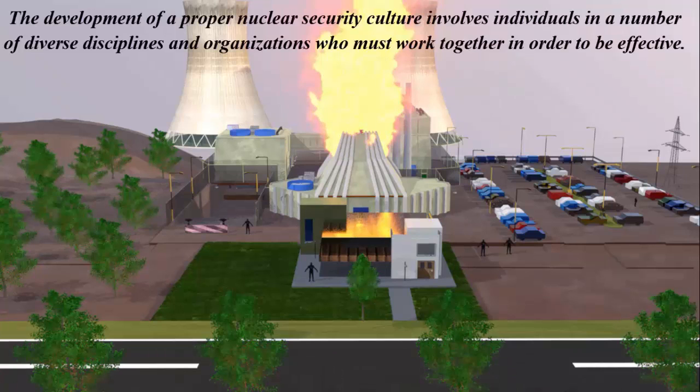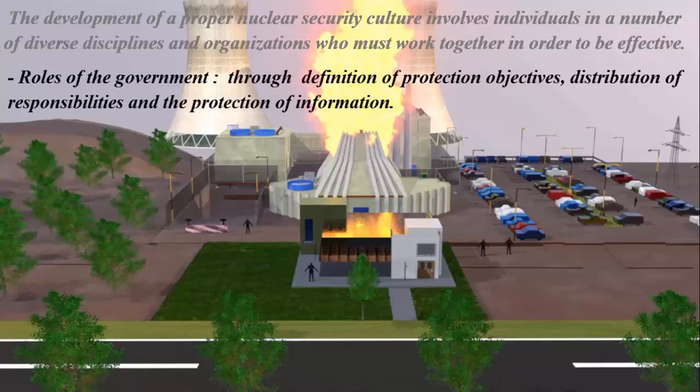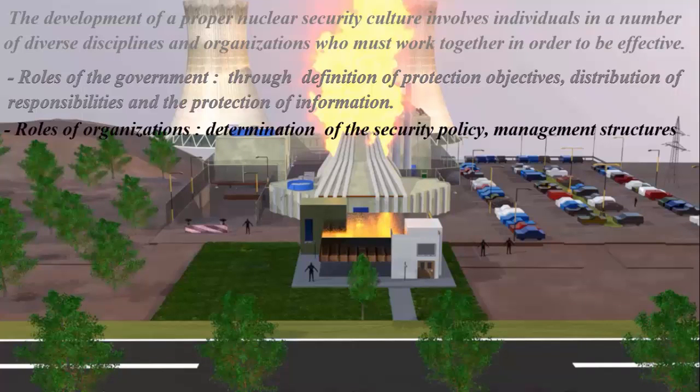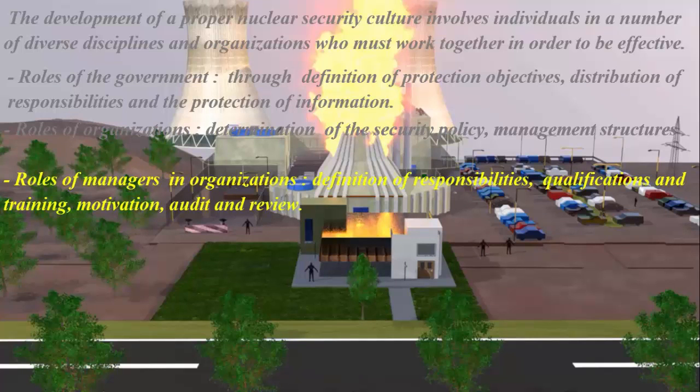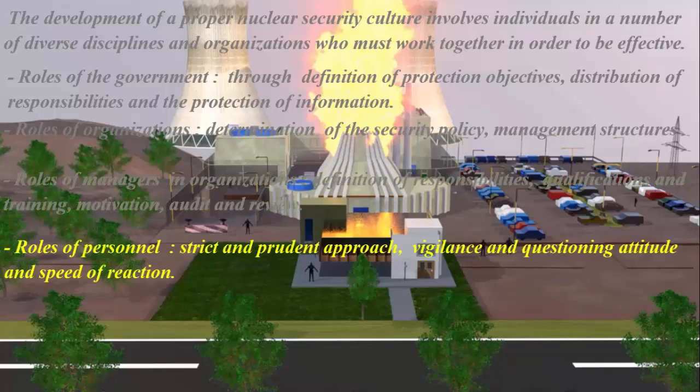The development of a proper nuclear security culture involves individuals in a number of diverse disciplines and organizations who must work together in order to be effective. Roles of the government: definition of protection objectives, distribution of responsibilities and the protection of information. Roles of organizations: determination of the security policy, management structures, and resources. Roles of managers in organizations: definition of responsibilities, qualifications, and training, motivation, audit and review. Roles of personnel: strict and prudent approach, vigilance, questioning attitude and speed of reaction.